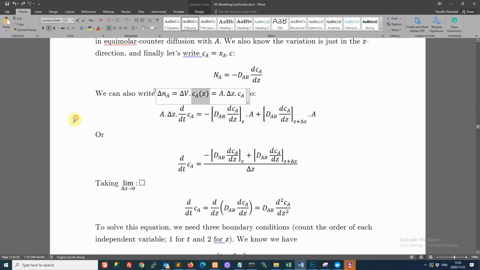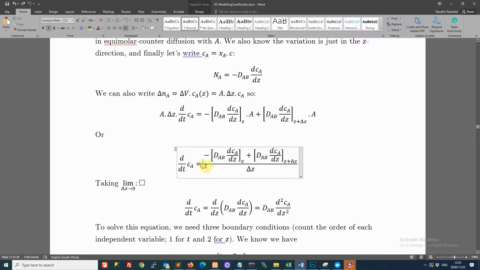Now looking at this form, you can see A is appearing in each term, so we can just cancel all the A's, and then we can divide through by delta Z, leaving us with d/dt of CA, and then 1 over delta Z times these things. Now look at this equation. Just imagine this as a function, right? You've got this function at Z plus delta Z minus the same function at Z, and then all divided by delta Z.